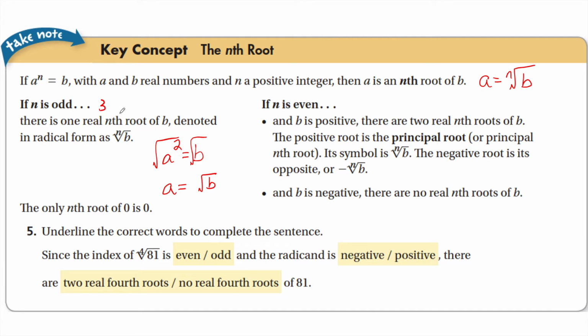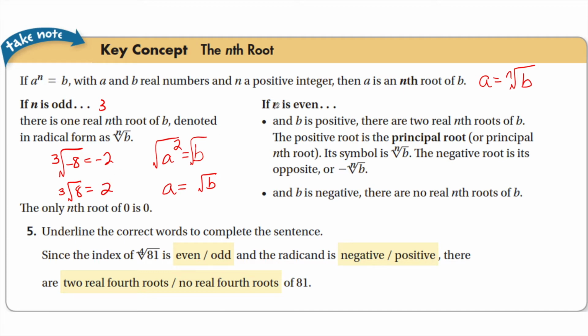In other words, there is one sole solution. It's either going to be a positive number or a negative number, but it will be one solution. Case in point, the cubed root of a negative 8 is equal to negative 2, and the cubed root of a positive 8 will equal a positive 2. You don't have to worry about writing that plus or minus portion.